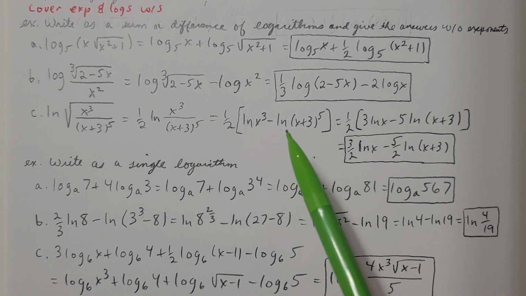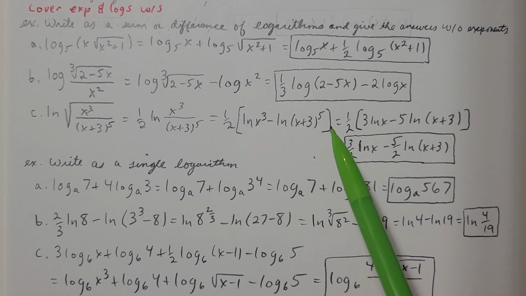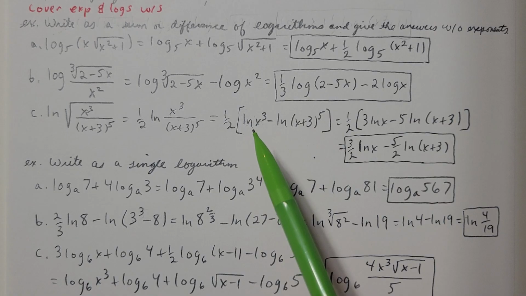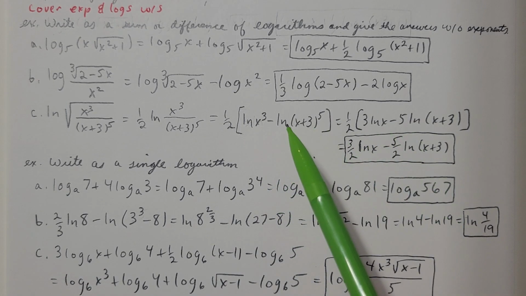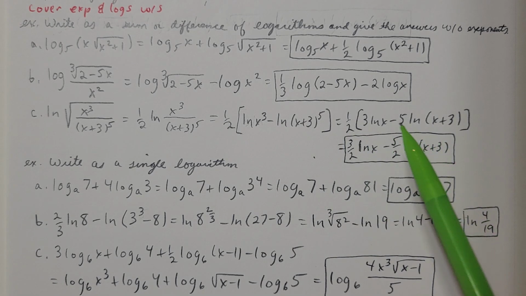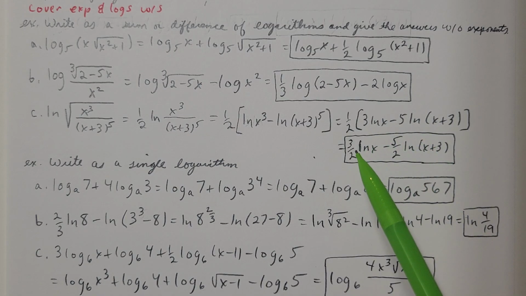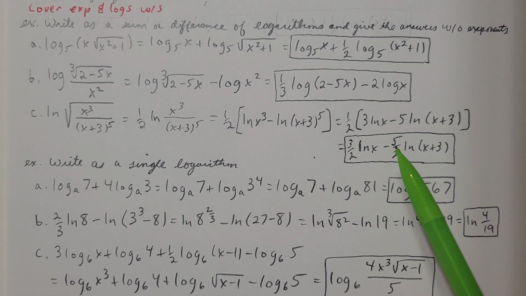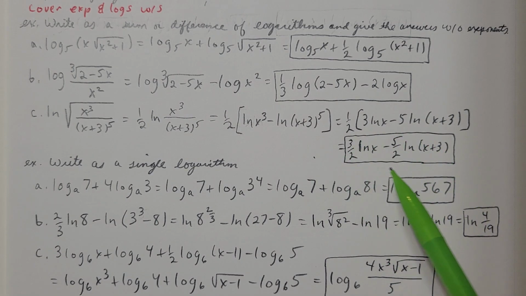Okay, the next thing is I can bring these powers in front of the logarithms, right? So we have 1/2 times 3 times the ln of x minus 5 times the ln of x plus 3. And then I can bring in the 1/2 into these 2 terms. So I'm looking at 3/2 times the ln of x minus 5/2 times the ln of x plus 3. And that would be as simplified as I can get it. Okay, so go ahead and circle that result there.